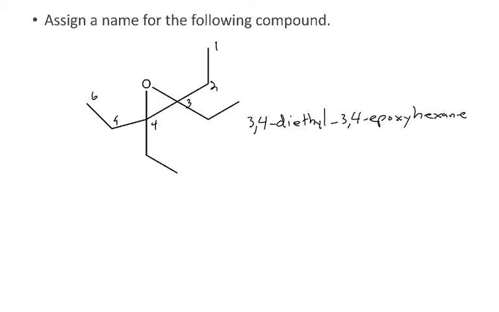All right, in the second way of numbering it, I'm going to treat the oxirane as my parent chain, and then all these ethyls coming off are going to be treated as substituents. Again, because it's so symmetrical, I could number it 1, 2, 3 or 1, 2, 3. It doesn't really matter. So I'll number it 1, 2, 3. And so then my name is going to be 2,2,3,3-tetraethyloxirane.